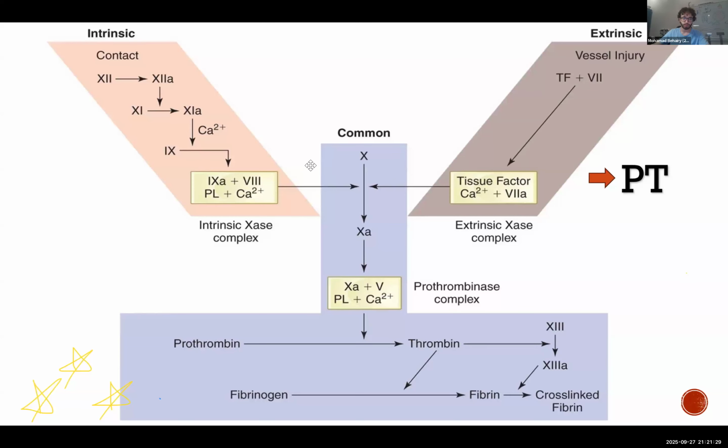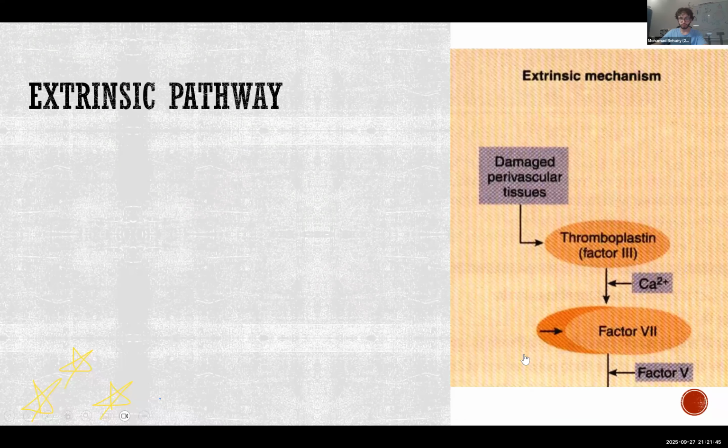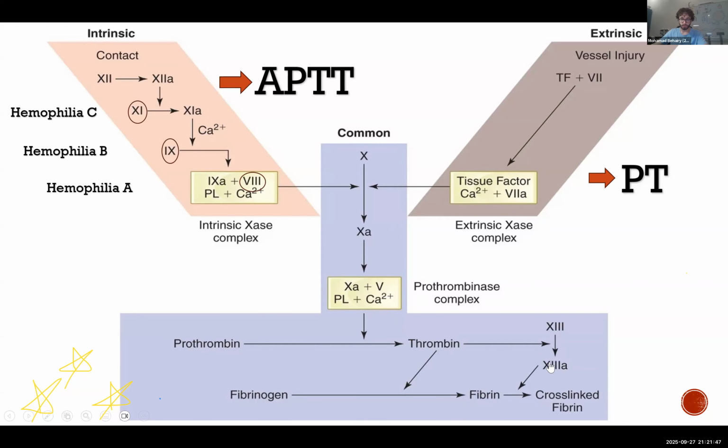Is 13 similar to 8? No. Factor 8 is in the intrinsic pathway. We have 12, 11, 9, 8. Factor 8 is related to hemophilia A, as we said, the most common hemophilia, the anti-hemophilic factor. Factor 13 here is only responsible for one thing, making cross-links in the fibrin for it to be strong, basically.